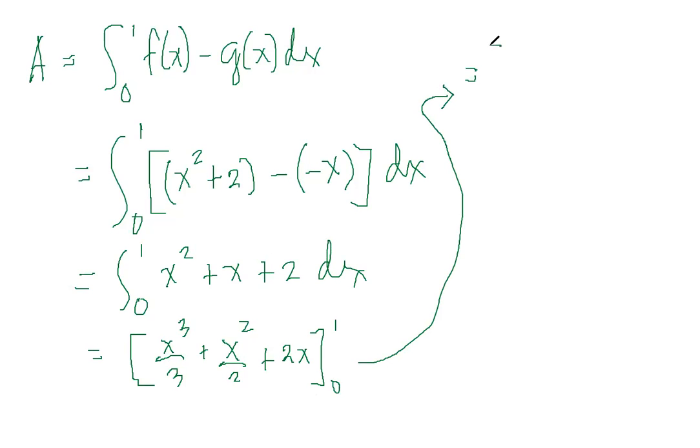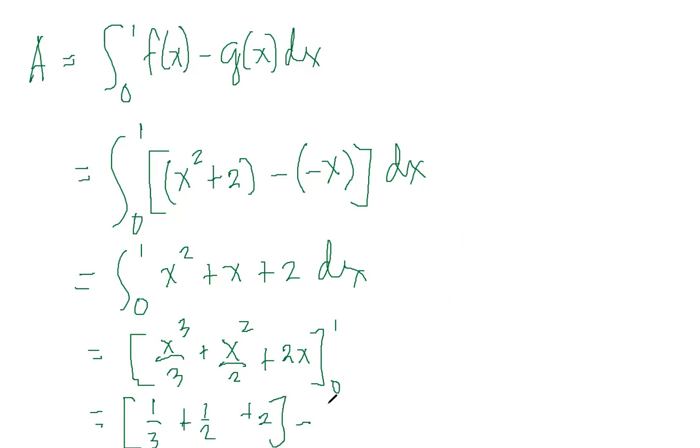So let's now evaluate this. Let's substitute 1 first, okay? Based on the fundamental theorem of calculus, part 2, we have 1/3 plus 1/2 plus 2 minus, and everything will be 0 here because the value of x is 0.